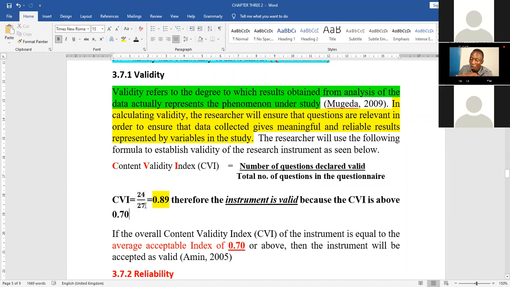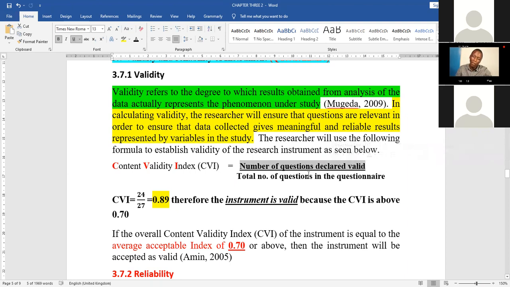Meaning that the whole questionnaire, because we are following this method here, the total number of questions in the questionnaire, there were what? 27. Then the number that we put up here is the number of questions that were declared valid. What does that mean?